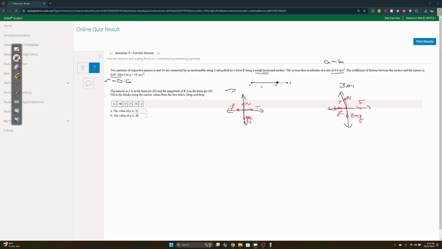So these are the FBDs. We're going to start here with sigma Fy. Obviously, it's going to be equal to 0. So mg is equal to N.